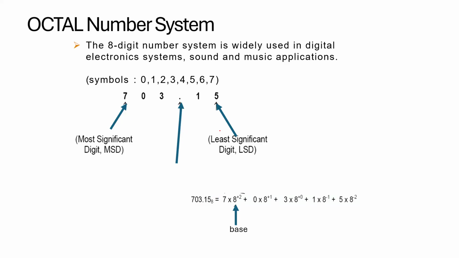If you have any question for this binary and decimal number systems, you may ask, by the way, because we will start to see this octal number system. Okay. The 8-digit number system is widely used in digital electronic systems, sound and music applications. And you may encounter it in these markets if you are a programmer, if you are a coder, actually. And also you may be a project manager and you should know some details for this project.